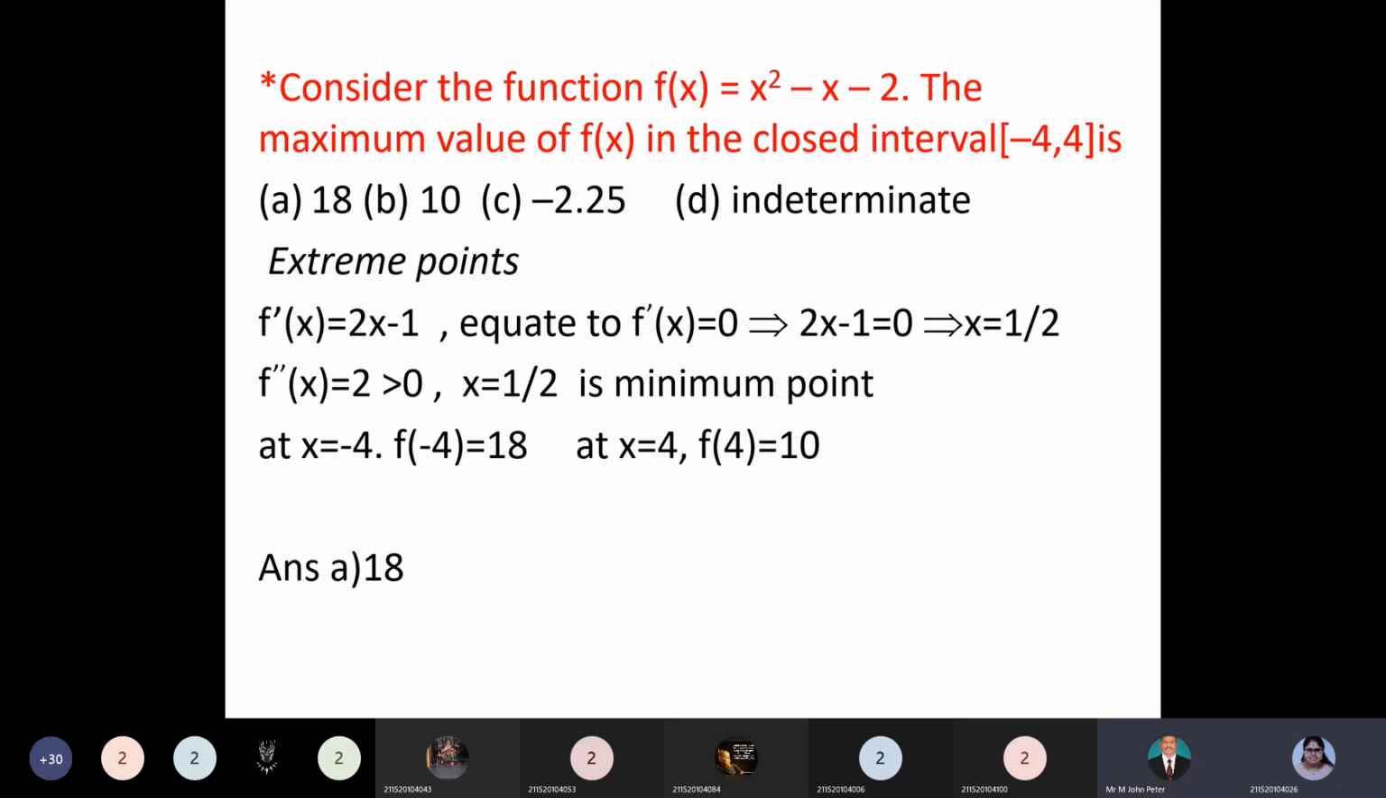This is all taken from previous GATE question papers.